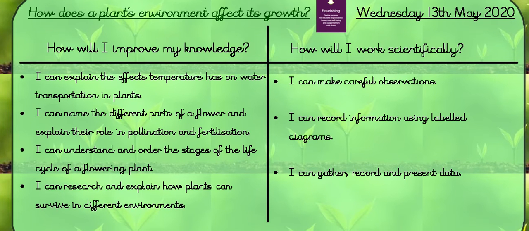Yesterday we looked at naming different parts of a flower. And we also had a little look at what their role is in pollination and fertilisation. And today we're going to have a closer look at the process of pollination, so what it is and why it's really important for plants. Our working scientifically objective that we're going to be focusing on is gathering information and presenting it clearly.